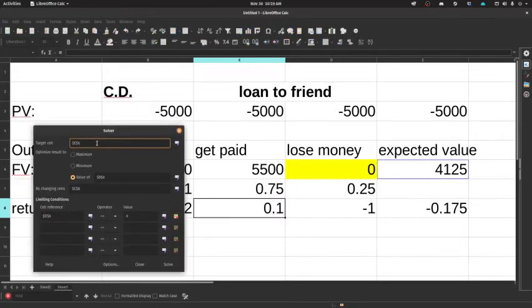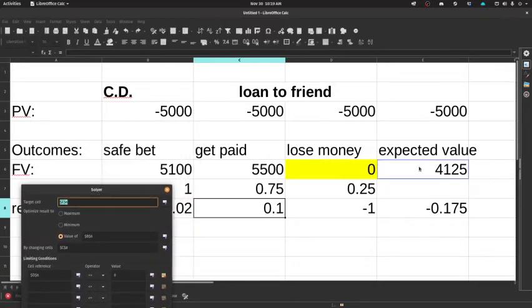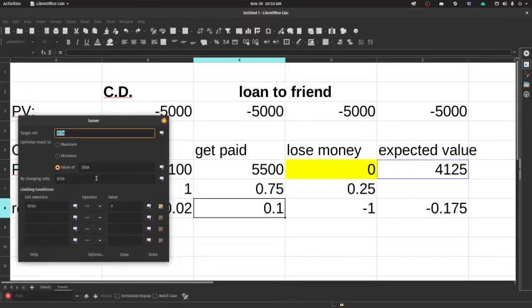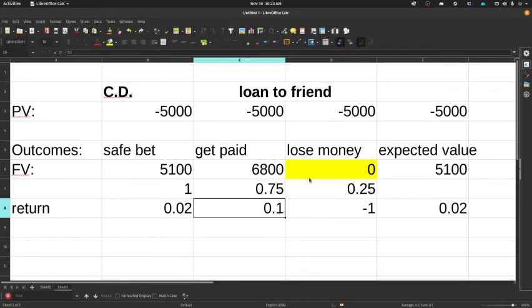Target cell E6 to have the same value as B6 by changing the cell C8. C8, that's right. You know what? C8 is not something that we are changing. So actually, we're going to change this one. C6. There we go. All right. Now let's solve. Keep result.